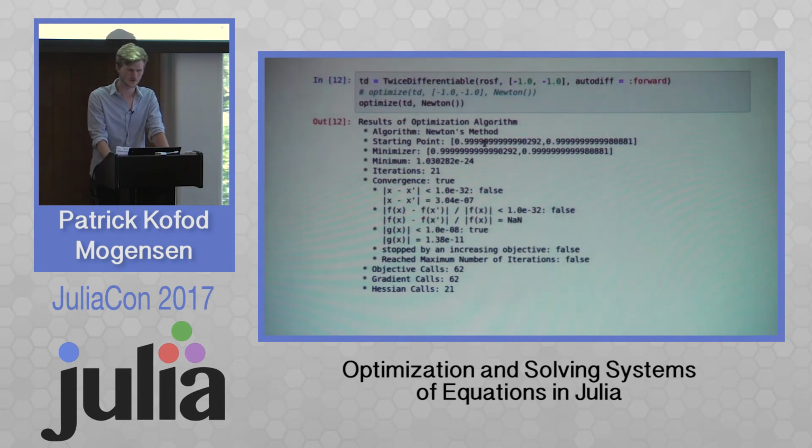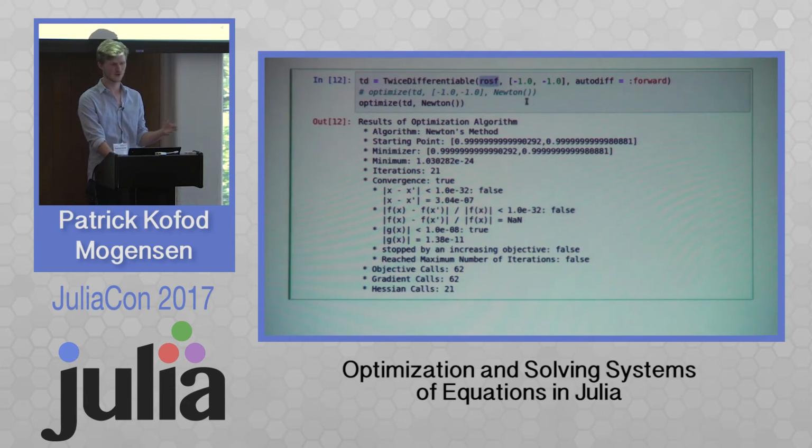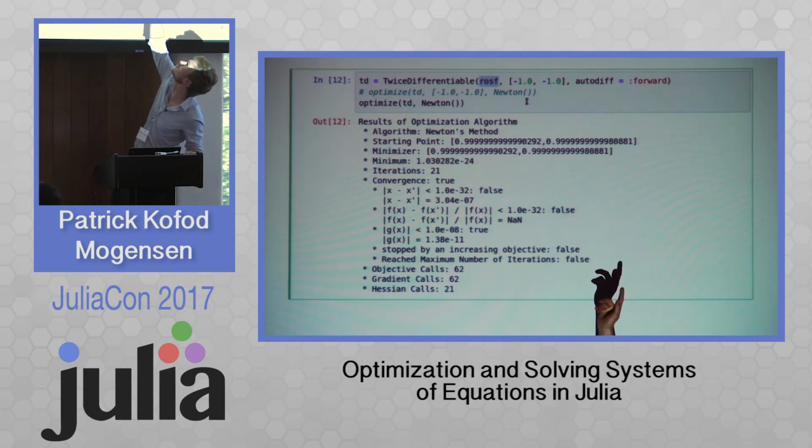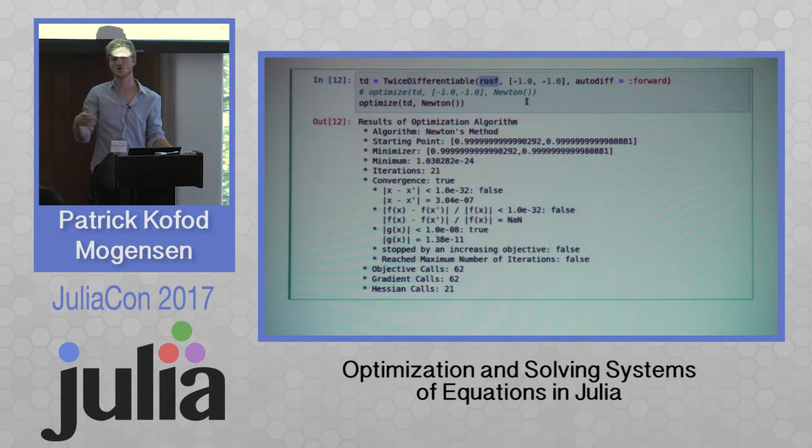So what we can do here, if we want to use the ForwardDiff package, is put in a little bit more effort than just providing the objective. You have to create what's called a TwiceDifferentiable instance, and then you provide the objective function f here, and specify what type of automatic differentiation you want to use. :forward is ForwardDiff, and if you say :finite, then it will use Calculus.jl.